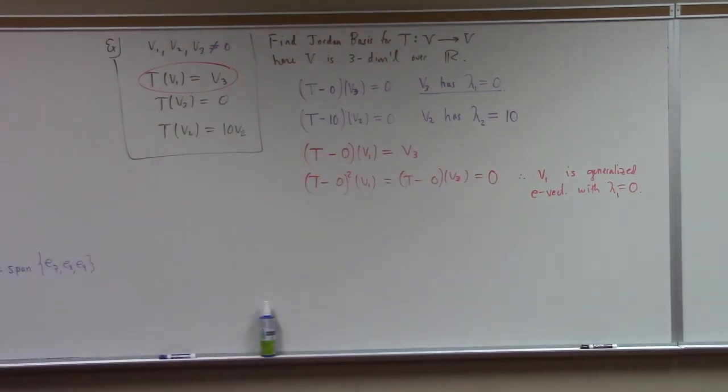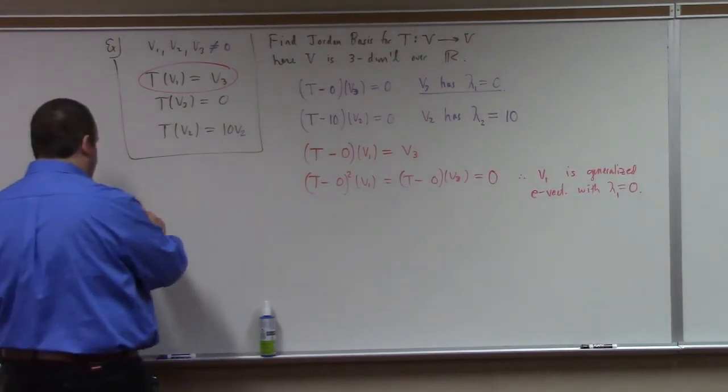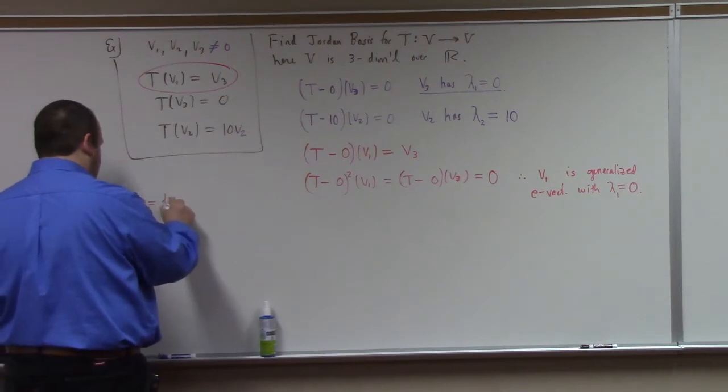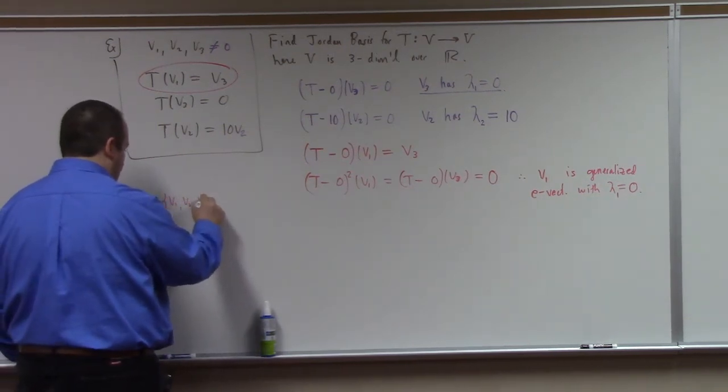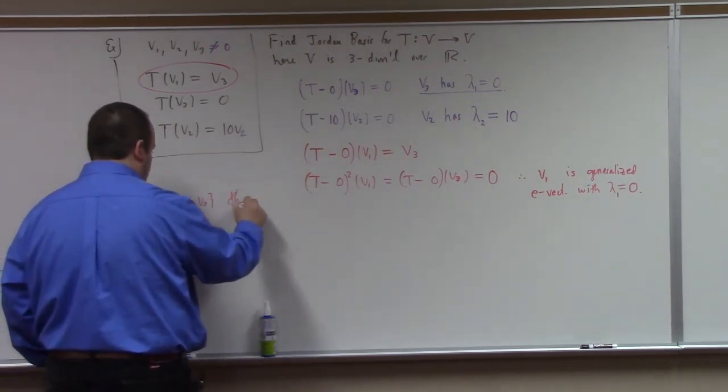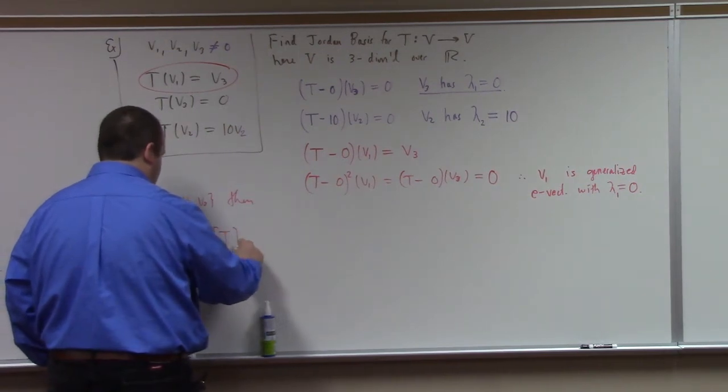Is T diagonalizable? What does it mean for a transformation to be diagonalizable? It means that there exists a basis in which the matrix is diagonal. So is this transformation diagonalizable? Well, what's the matrix of T in this basis that we're looking at? If we let beta equal V1, V2, V3, then the matrix of T in beta is what?